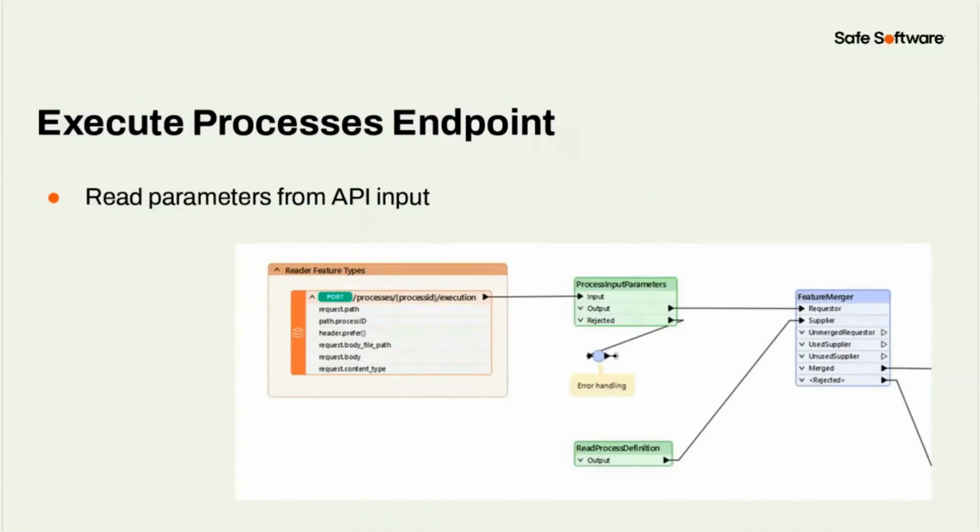So in this screenshot, you can see our execution endpoint that has properties like the process ID, the process body, and so on. And of course, these parameters need to be processed. And for each of the processes that we have defined, we also have a definition that we are loading in here. And we're making sure that all of the input parameters are actually set correctly.